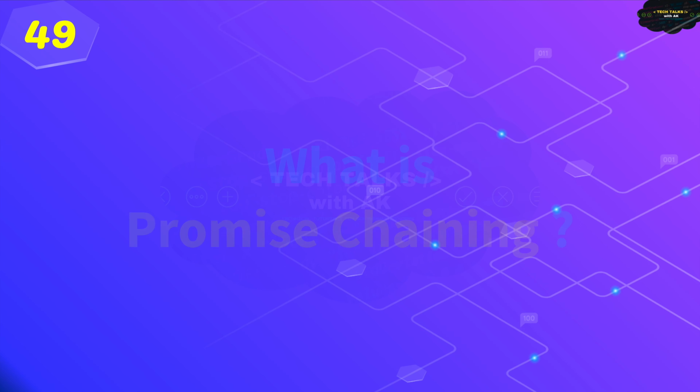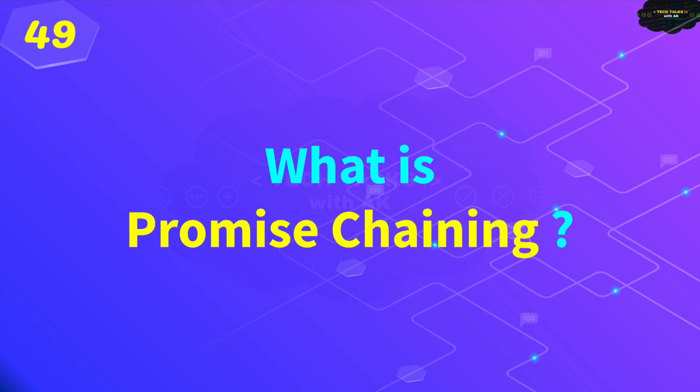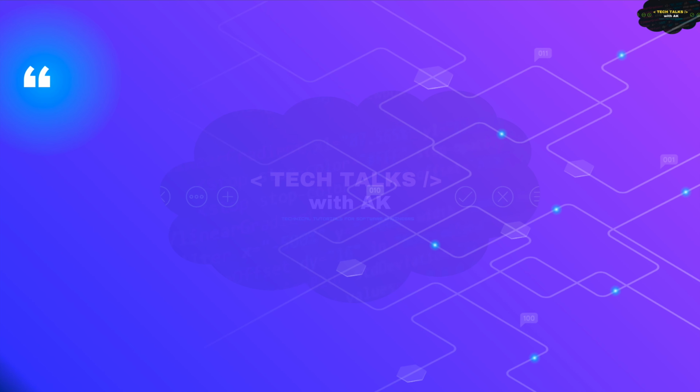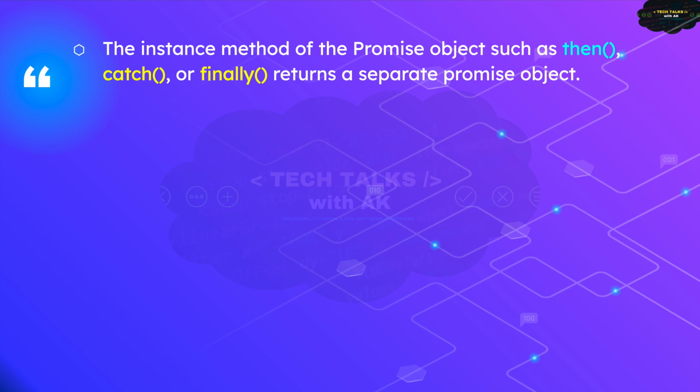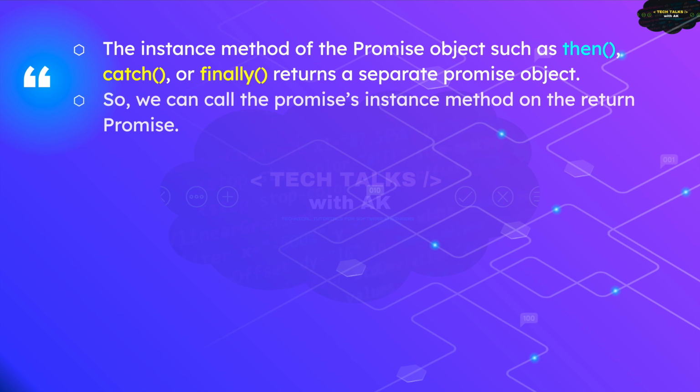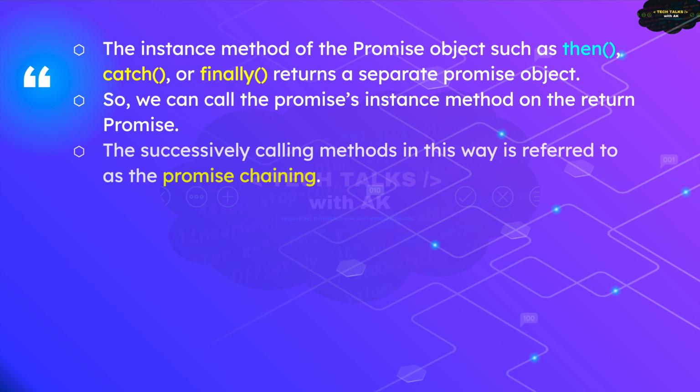Our next question is, what is promise chaining in JavaScript? And the answer is, the instance methods of a promise object such as then, catch, or finally return a separate promise object. So we can call a promise instance method on the return of a promise. The successive calling of methods in this way is referred to as promise chaining.